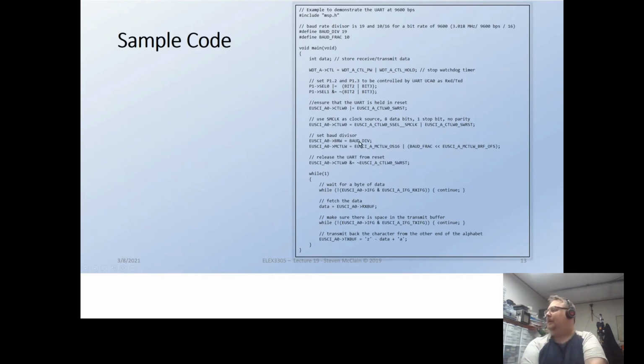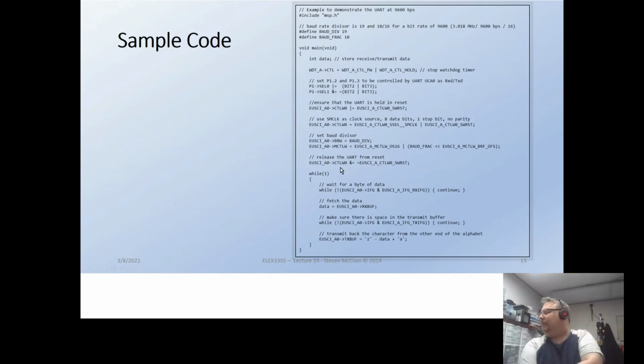And then we're going to set our baud rate divisor. And for this one, this bit right here is setting that it's using the oversampling mode, the oversampling 16 mode. And then we're going to OR it in with this calculation. This calculation is our baud rate fraction, but we've got to shift it by a little bit because it's actually a few bits up. I could show you a picture of that. It's not as tricky as it seems.